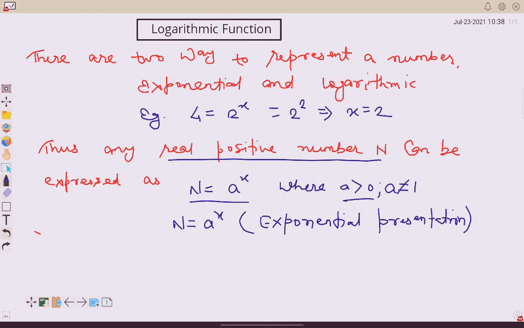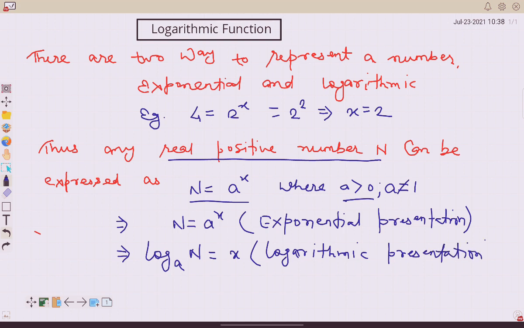Next, if we write log n with base a is equal to x, then these two are equivalent. n is equal to a raised to the power x and log n base a is equal to x, both are equivalent. This type of presentation is called logarithmic presentation.